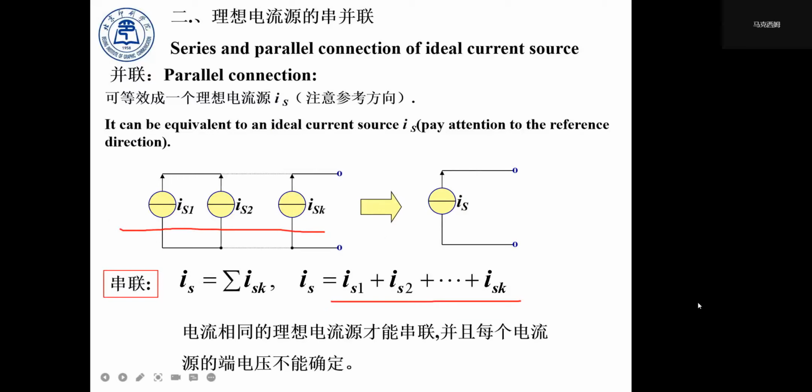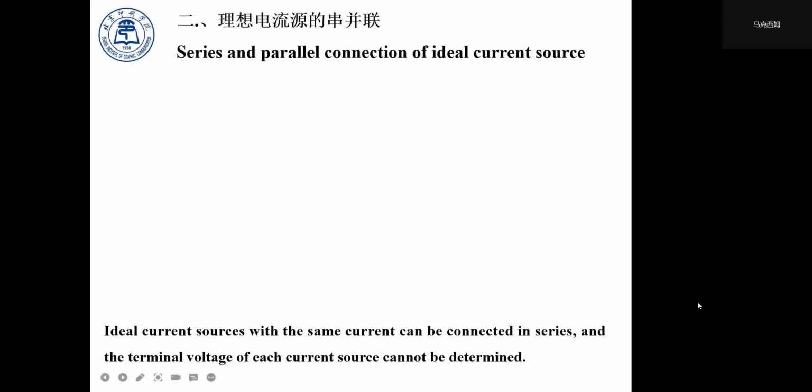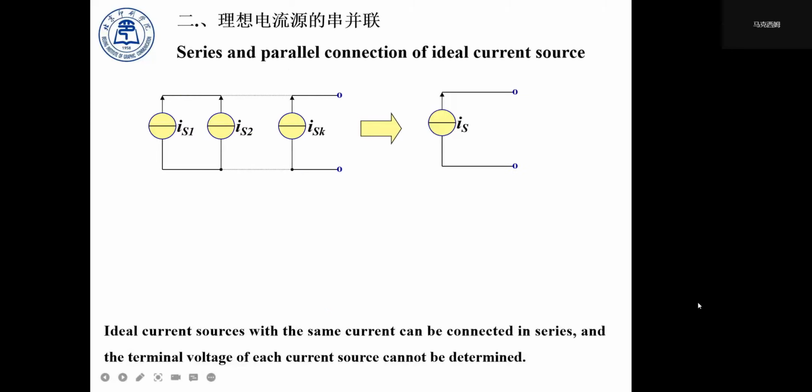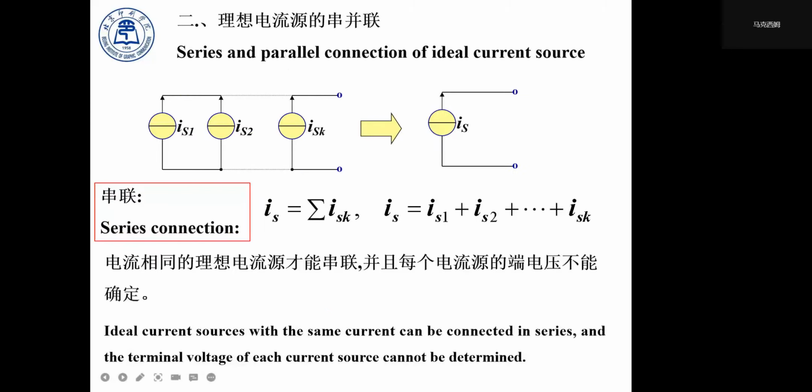Similarly, similar to the voltage source parallel connection, only current sources with the same value can be connected to each other head to tail in a series connection. So only current sources with the same current can be connected in series. Otherwise, it will also create a paradox.